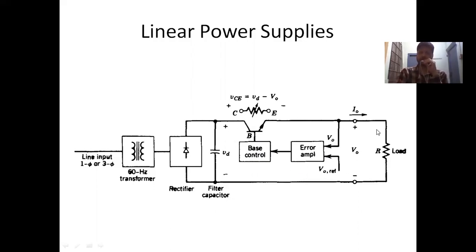If you apply KVL here, we get VD is equal to VCE plus V0, or VCE should be equal to VD minus V0. If your VD is fixed, you know the value of V0, so accordingly you change the value of VCE so that you get the desired output voltage. This is an example of a linear power supply.